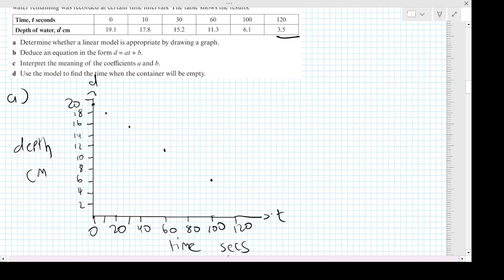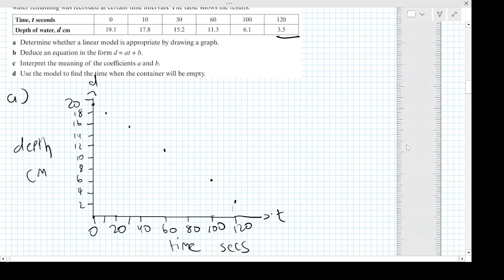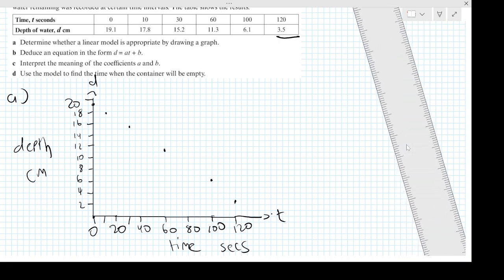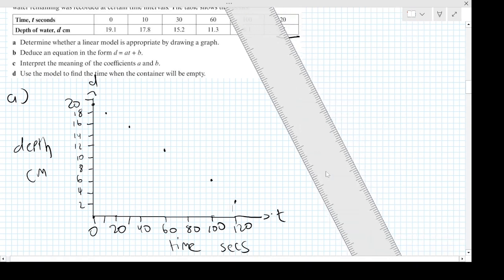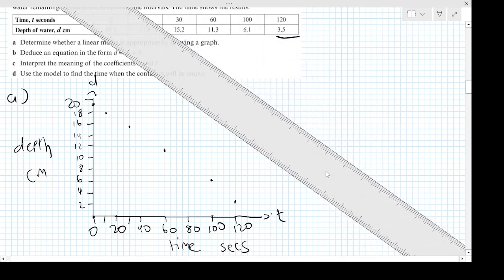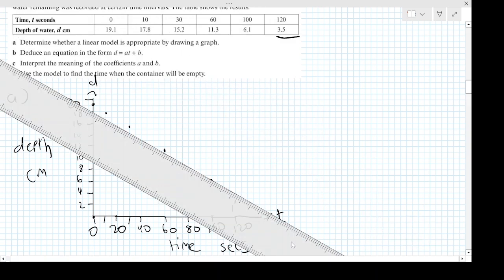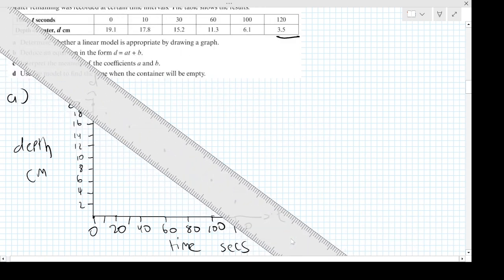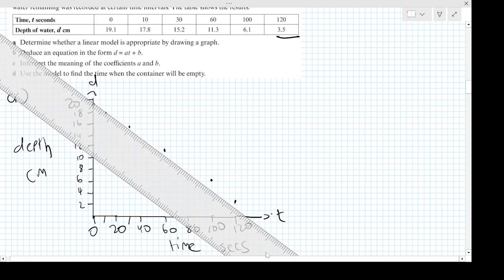Okay, then lastly 120 and 3.5, so that's going to be the 3's there, so 3.5 in the middle, so let's be there. Okay, cool, so we've plotted the points in. So now it says determine if a linear model is appropriate by drawing a graph. So let's connect the points then, and actually it should be a straight line. And then you can see that the points form a straight line. So let's draw the line between it then. So we need to match all the points up.